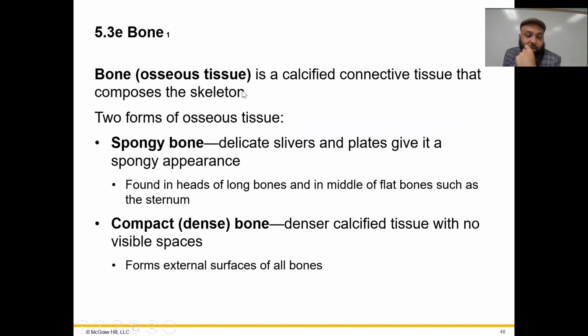Bones. Bone is osseous tissue, a calcified connective tissue that composes the skeleton. There are two forms of osseous tissue: spongy bone and compact dense bone. Spongy bone is made up of delicate slivers and plates that give it a spongy appearance.